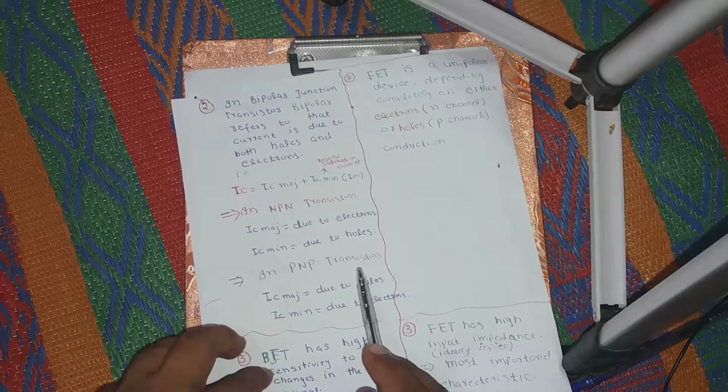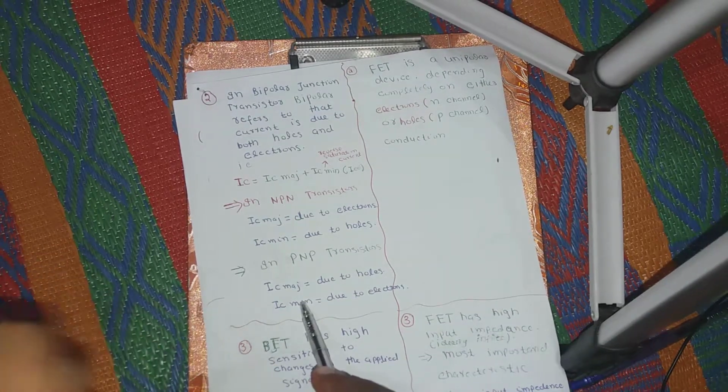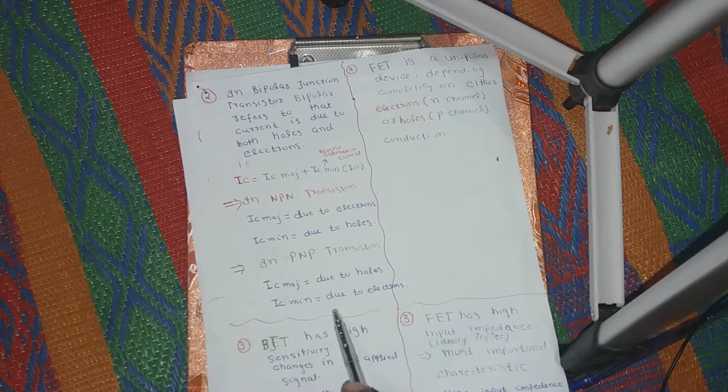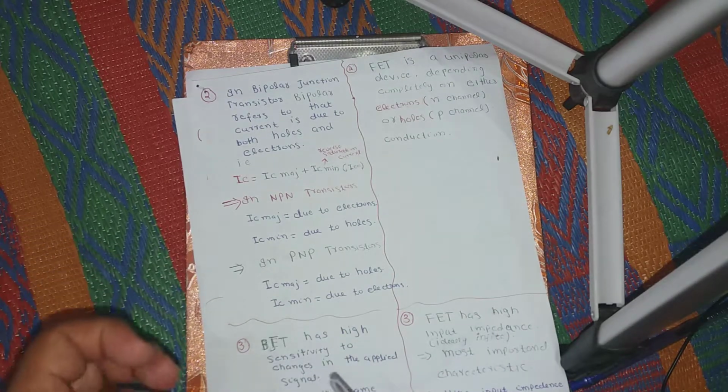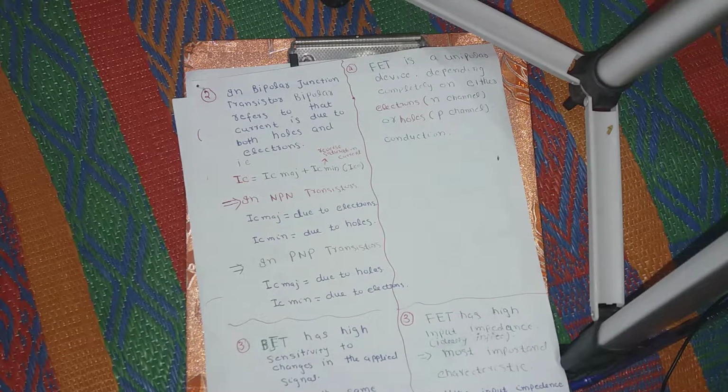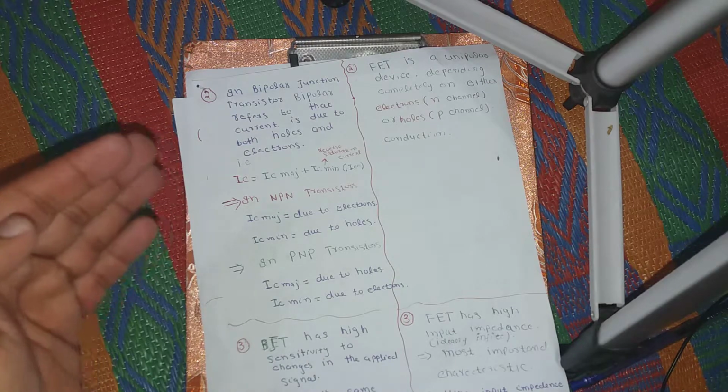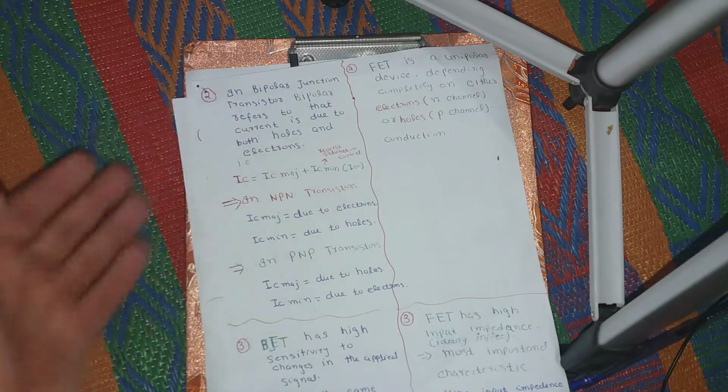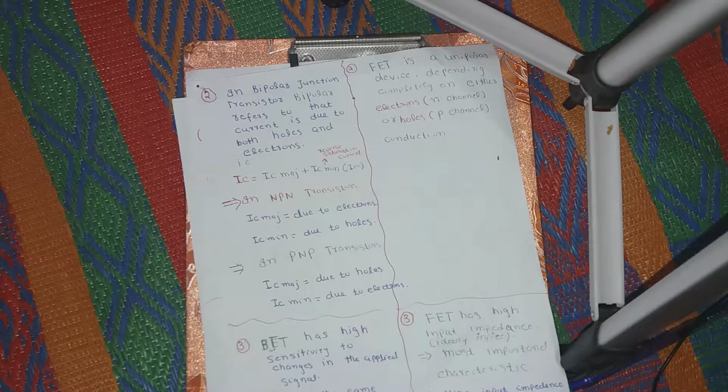And in PNP transistors, IC majority is due to holes and IC minority is due to electrons, and it's self-explanatory. And that's why the name is BJT, which means bipolar junction transistor, and this bipolar means that the current is due to electrons and holes, right?